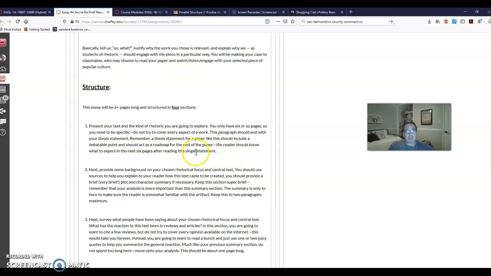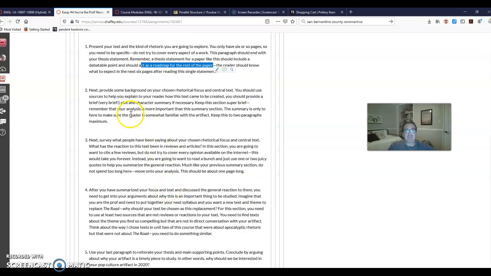So you need to make an argument, right? The Road is a book about the apocalypse, and it should be studied by Chafee students, or studied by students of rhetoric because, and then give me some reasons. And it should act as a roadmap for the rest of your paper, right? The reasons you provide in your thesis are what you're going to explore later in your paper. That's how thesis statements ideally work.